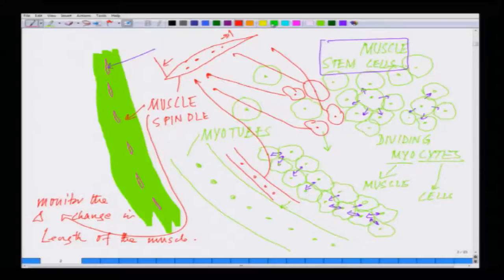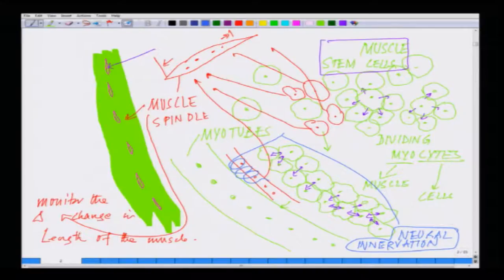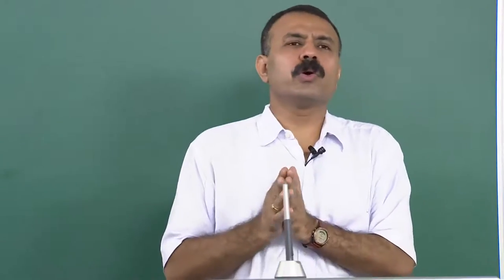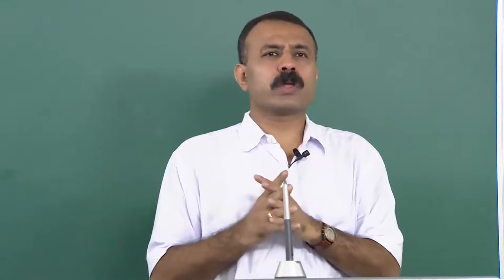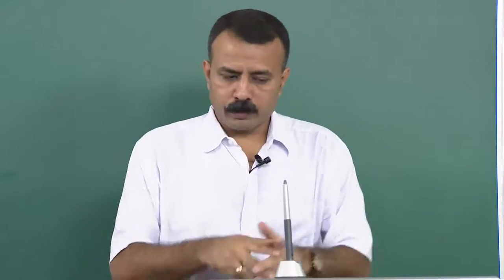catch to this game. They say that this formation of the muscle spindle is also a function of the neuronal innervation. In the blue, what you see is the neuronal innervation I am drawing. The kind of neuron which is synapsing on them decides what will be the fate of that particular myotube. So, whatever be the story, we really do not know how they originate and how they are formed, but what we know is the first drawing which I drew for you.